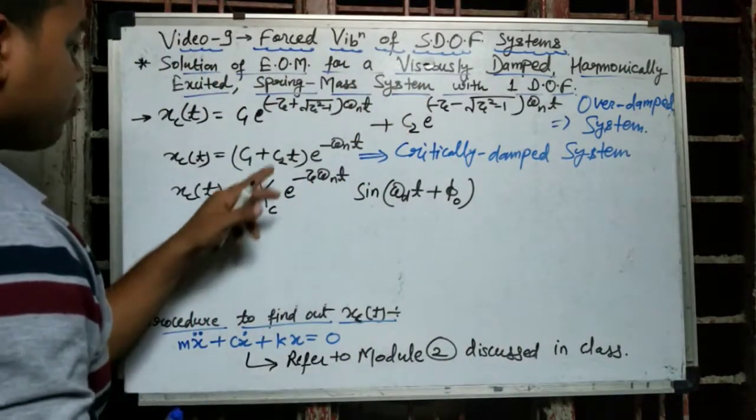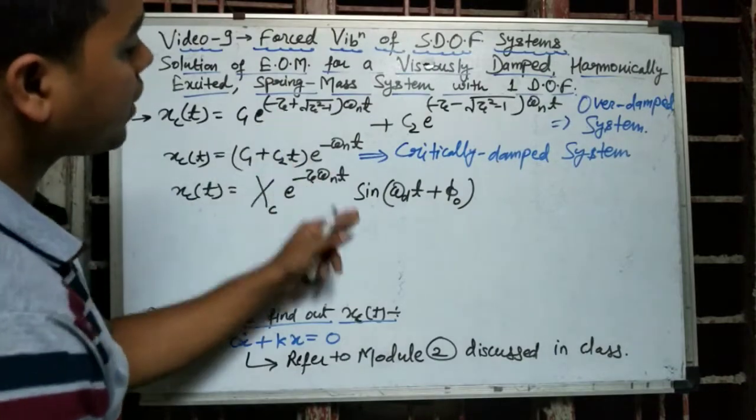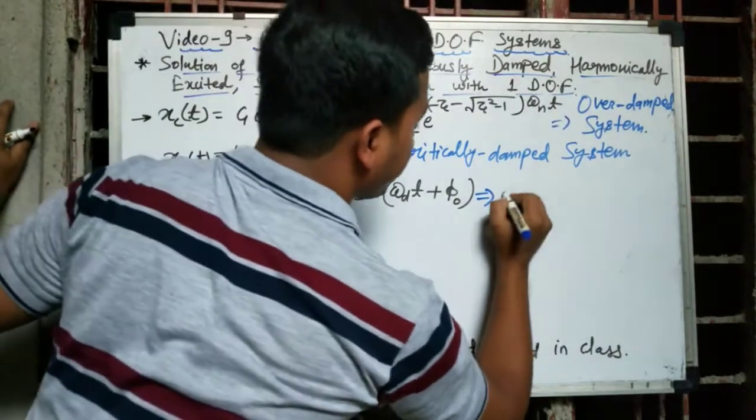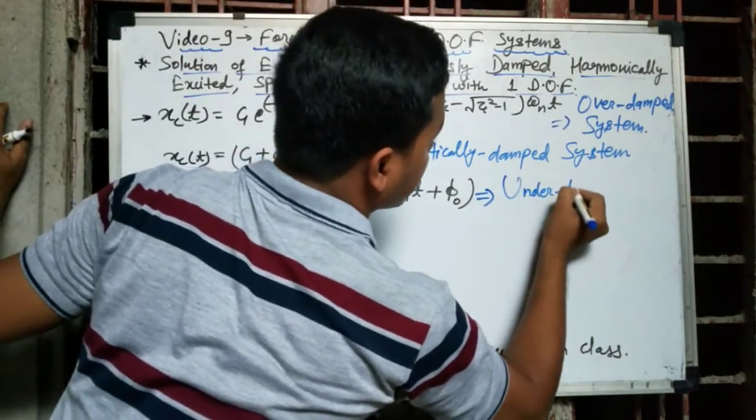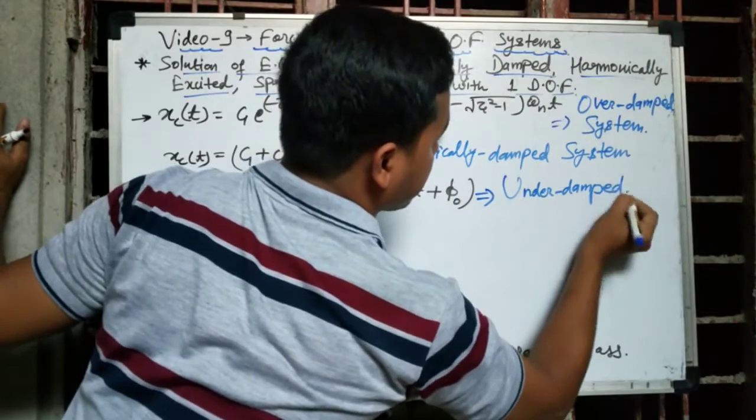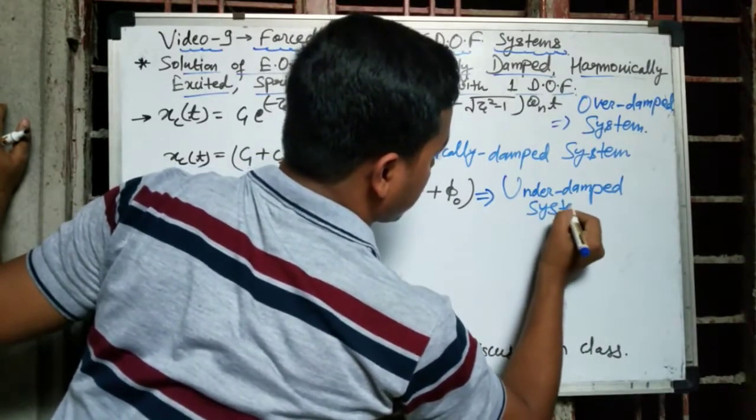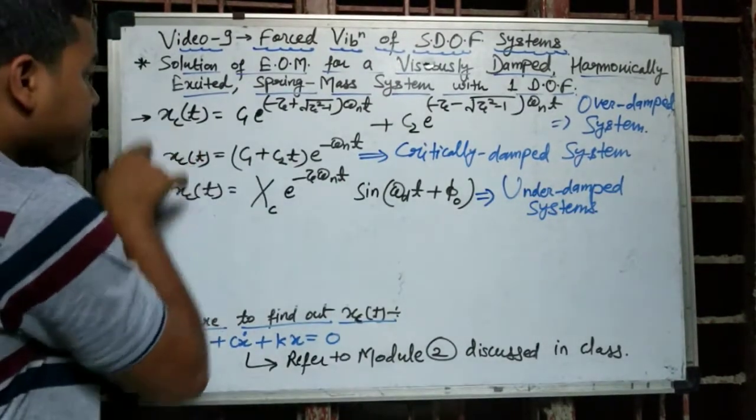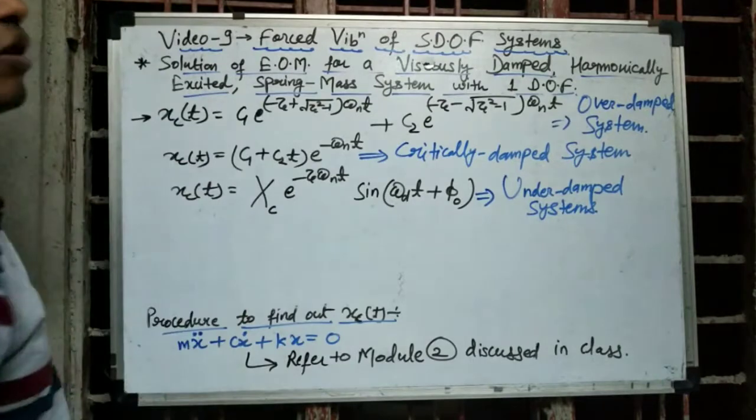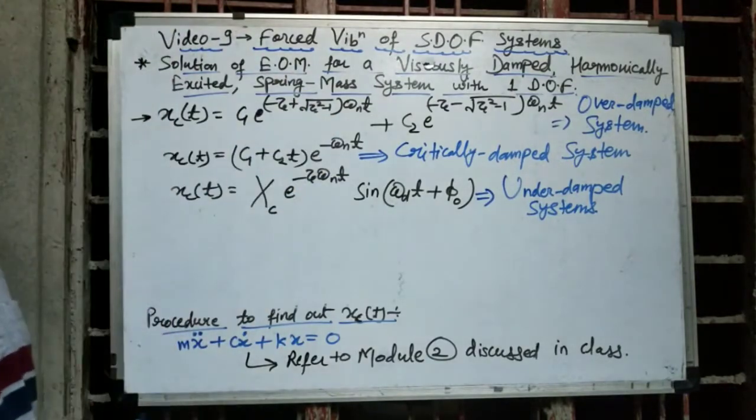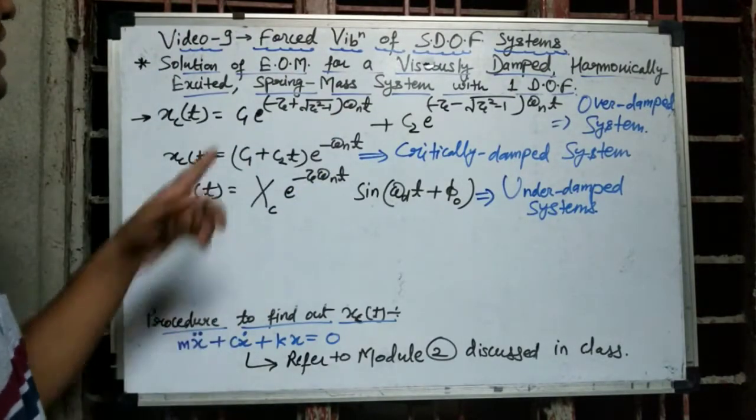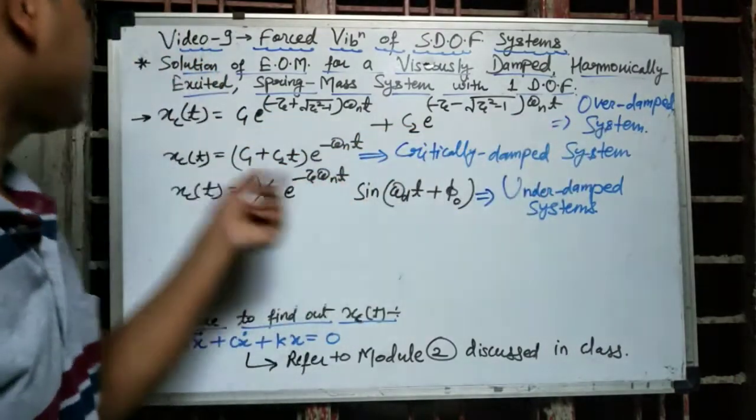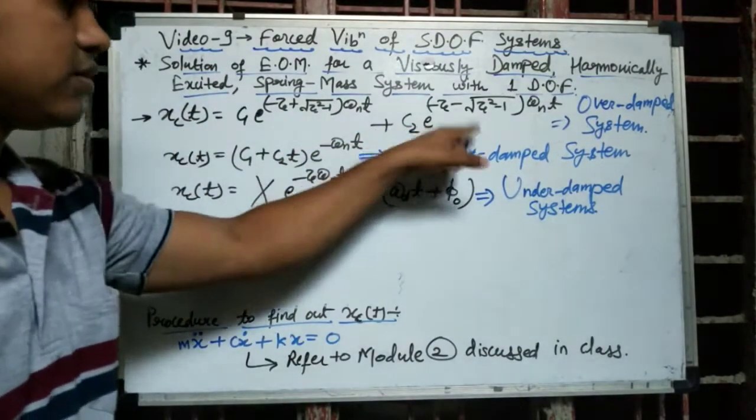And x(t) equals capital X e to the power minus zeta omega n t into sine omega d t plus phi naught. This formula for x(t) is applicable for underdamped systems. So the complementary function part may have any of these three formulas depending upon the cases given in the problem. If the problem gives the zeta value, the damping factor, more than 1, that means it's an overdamped system, and we need to write the complementary function like this.